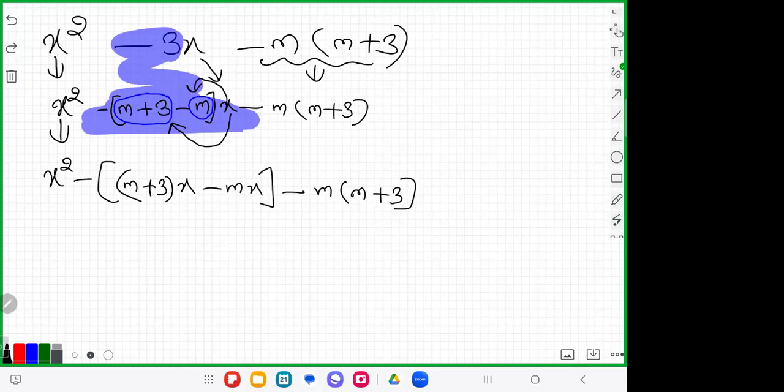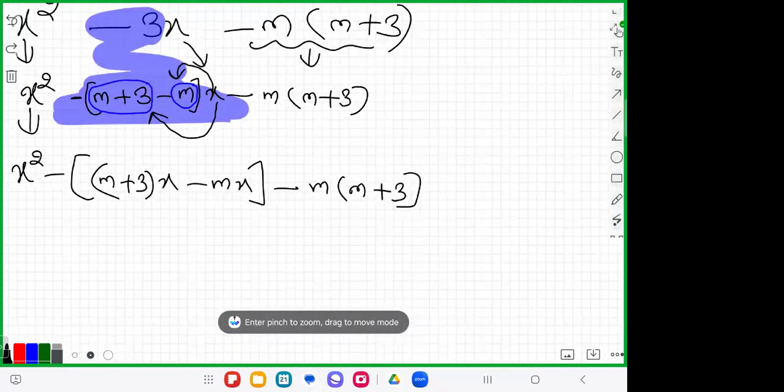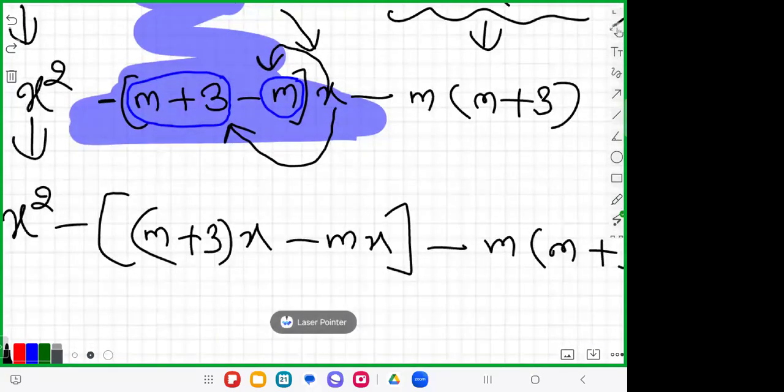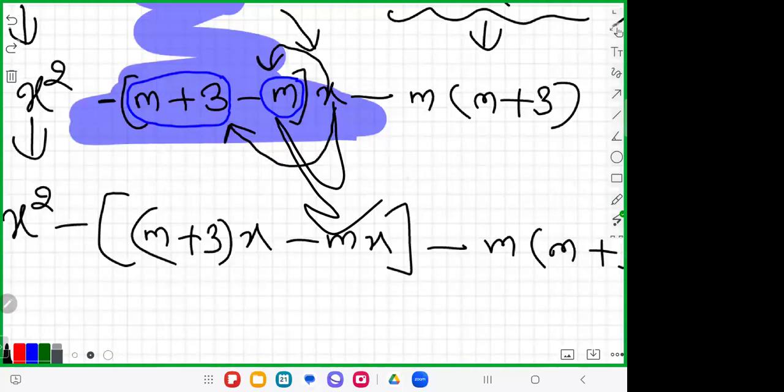So we multiplied inside, using this x to multiply. X into m plus 3, that is m plus 3x, then x into minus m, that is minus mx. Okay, the negative has no change, this negative is here, this negative is here: x into m plus 3x, x into minus m, minus mx.